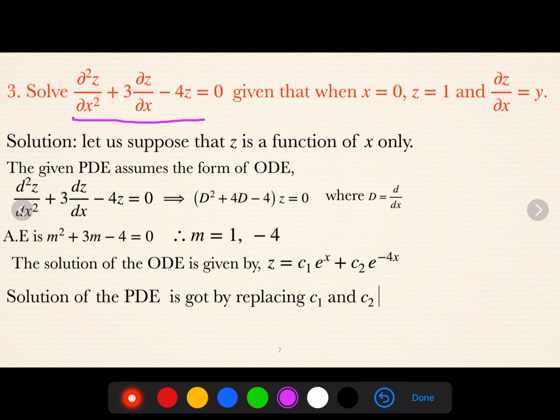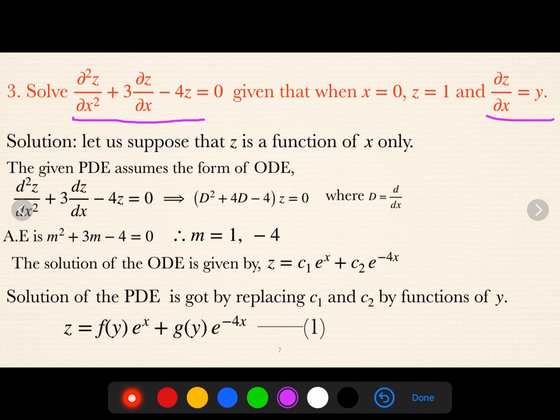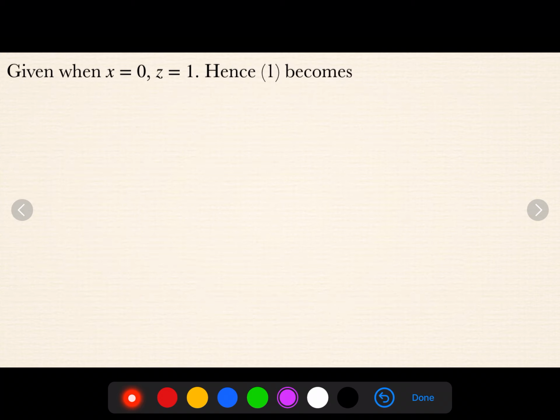Okay, now replace C1 and C2 with functions of y. Observe this condition, the other variable we can easily find here. So C1 is equal to f(y) and C2 is equal to g(y). Together it will give the solution of the PDE. Now apply the conditions to find f(y) and g(y). First condition, x = 0 and z = 1. So we will get f(y) + g(y) = 1.